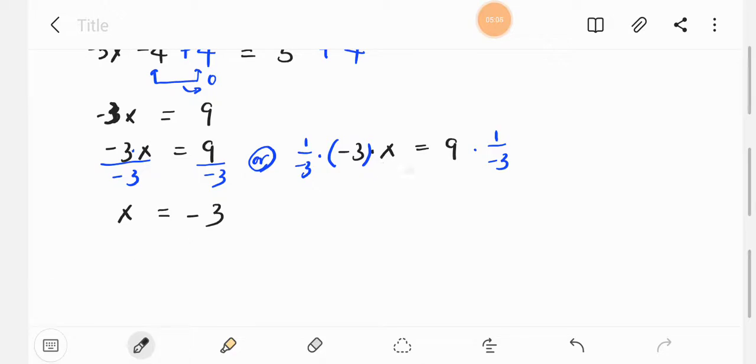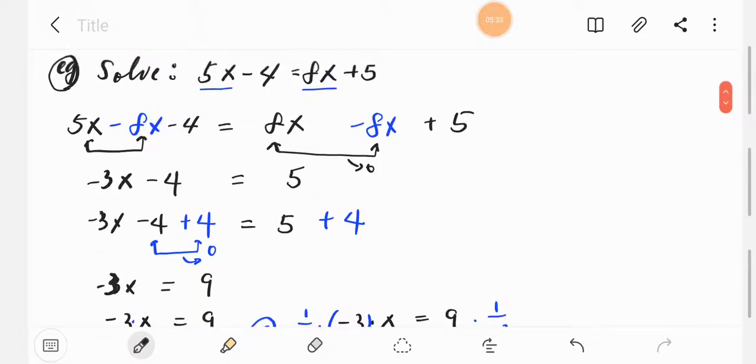How about this? Same thing. Negative 3 cancels out. What you have is x on the left hand side of the equation. The right side is what? This 9 times 1 over 3 means 9 divided by 3. 9 divided by 3 is 3, and then the negative sign goes outside, so that is negative 3. So this is the solution.